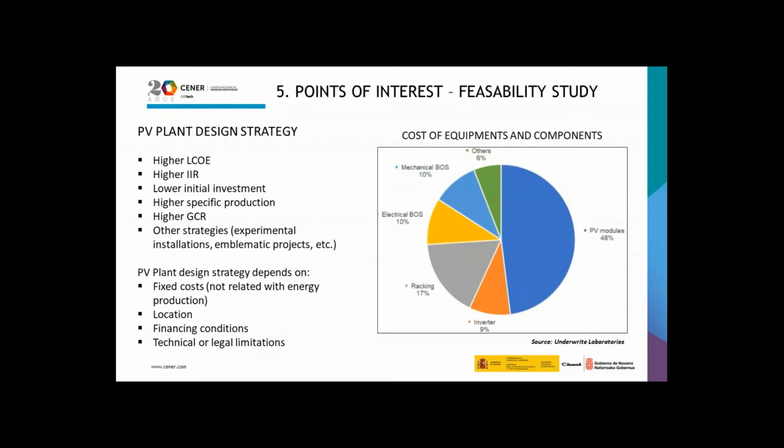These strategies depend on the particular conditions of the photovoltaic project. The main conditions being the following: fixed cost, not related with the energy production. I mean, all costs different to PV modules. The location, considering assembling costs, transport of equipment, and labor cost. Financing conditions, and technical or legal limitations.